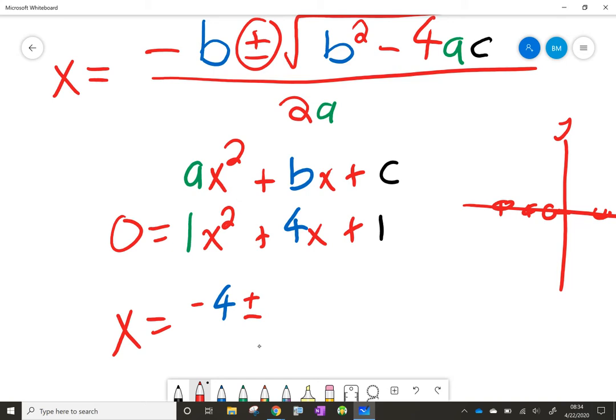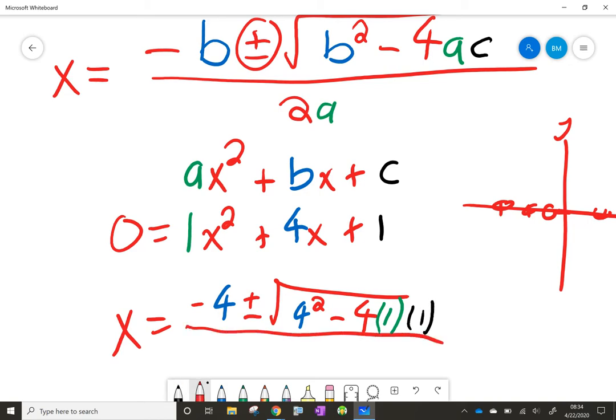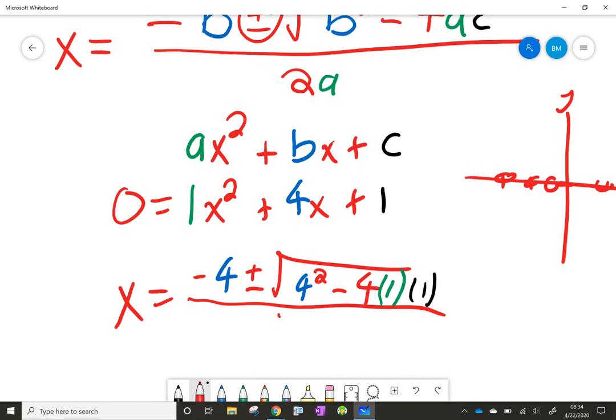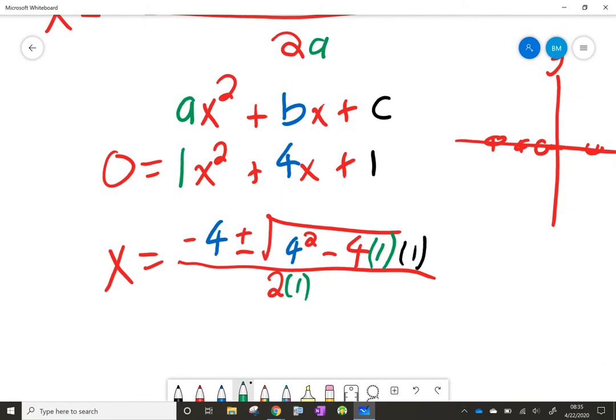So square root of b squared, so we're going to have 4 squared. Minus 4. 4 is part of the formula. A is 1, and the c value is 1. So we've plugged that in. Don't forget, a lot of times people forget the over 2a part. So don't forget the over 2a part. That's also very important. All right, so there's our formula, everything plugged in.